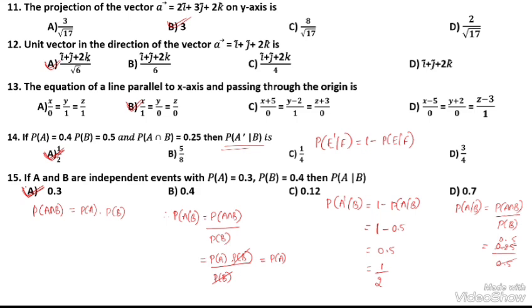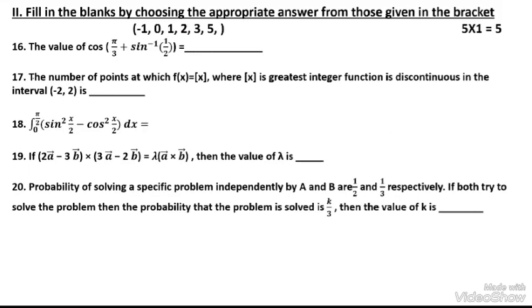Up to this much, the multiple choice questions are completed. Next, we move on to the fill in the blanks questions. Here in Part A section, the question number 2. Fill in the blanks by choosing the appropriate answer from those given in the brackets. The answers are already given in the bracket. We have to solve one by one and find the values.